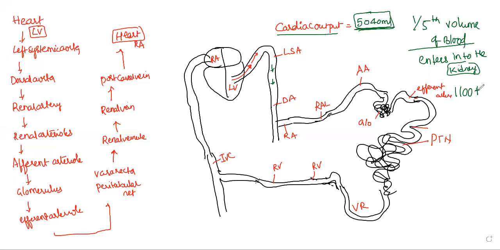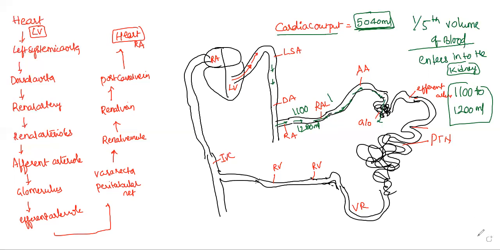That means nearly 1100 ml to 1200 ml enters the kidney in this particular way. In what way? Renal artery, renal arteriole, glomerulus, likewise. Just keep this in mind.